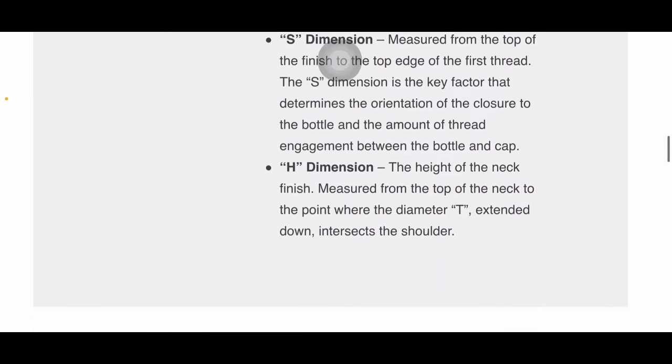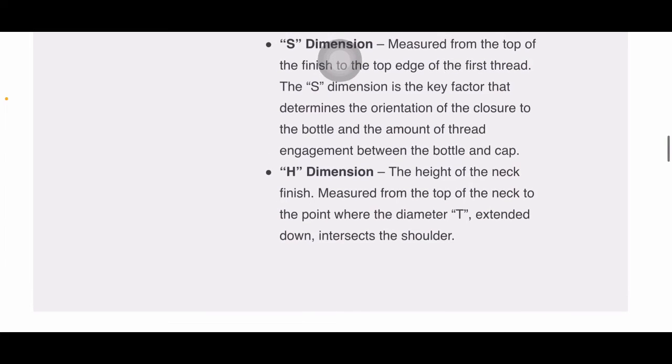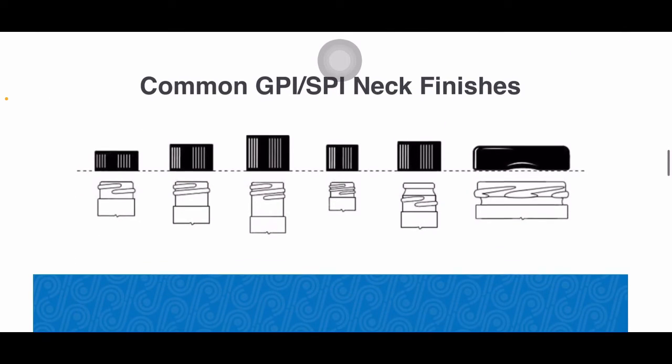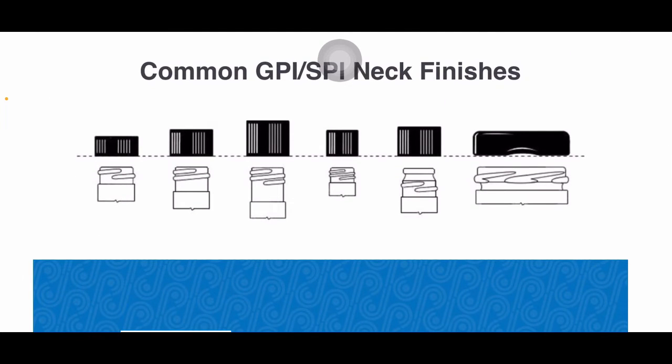Anyhow, H dimension. The height of the neck finish, measured from the top of the neck to the point where the T extended down intersects the shoulder. Common GPI, SPI neck finishes. So the first one is a 400, the second one's a 410, the third one's a 415. Oh yeah, that's what 415 means: extra tall and with a little bit extra thread. So a 410 will have a normal amount of thread, but it's just extra tall, where a 415 has a little bit more. As you see, this technically has 2 full revolutions, where the 400 has 1 and the 410 maybe has 1.5.